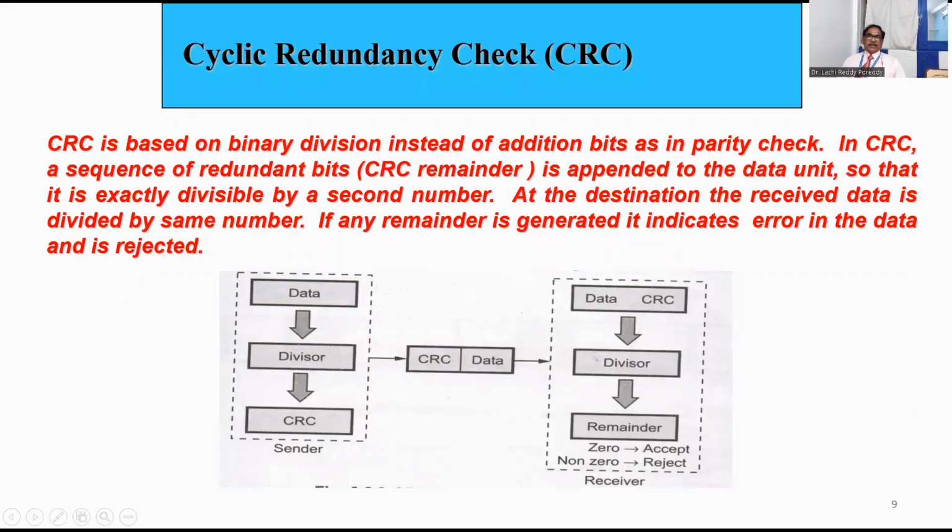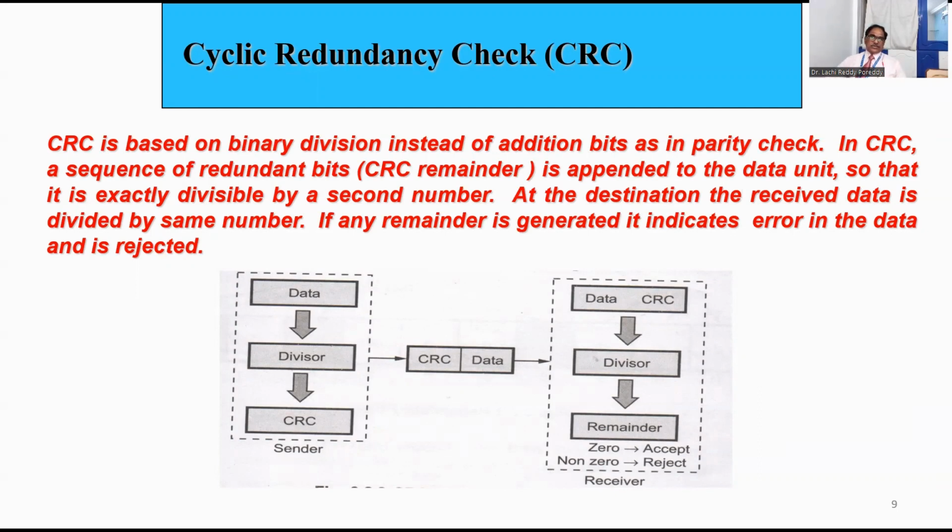CRC mechanism, cyclic redundancy check. This method is being used in communications because it is going to detect errors, whether single or multiple, and whether the number of errors is even or odd, it is still detectable by this. Okay. So here is a new procedure being used in this.